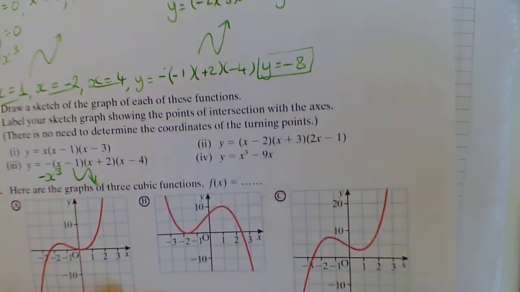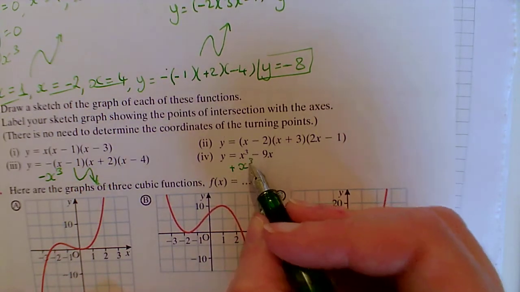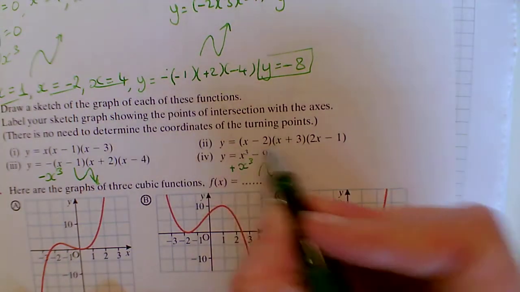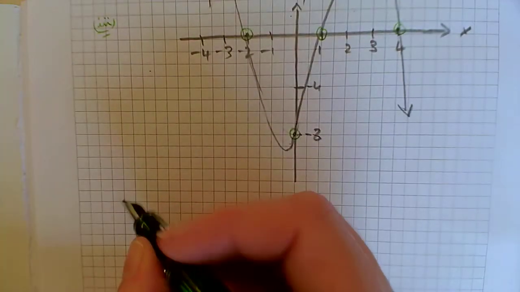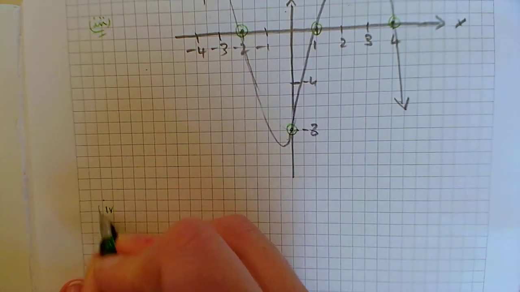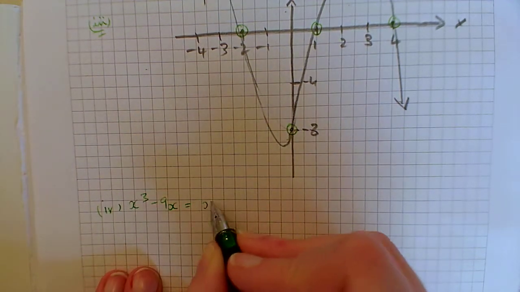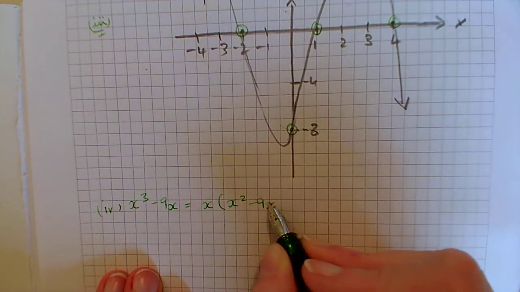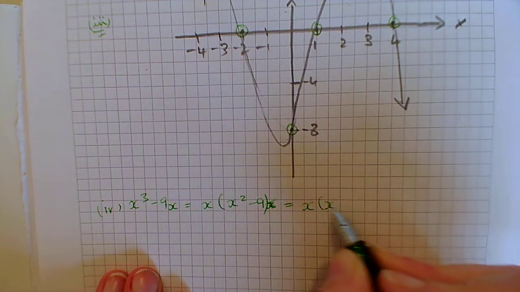Now the final one here, a little bit difficult. My x cubed is positive, so I will end finishing up, but I have this kind of strange thing that I have to solve. So let's do the solution of it first before we can sketch it. We have x cubed minus 9x, so the first thing to do is factorize out our common x.